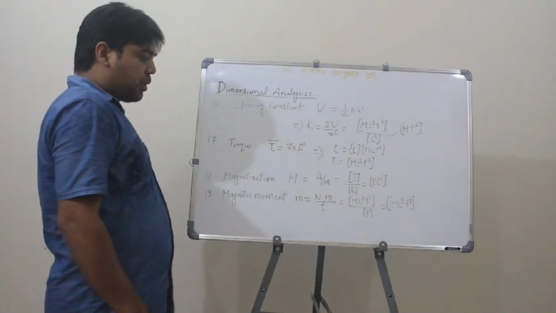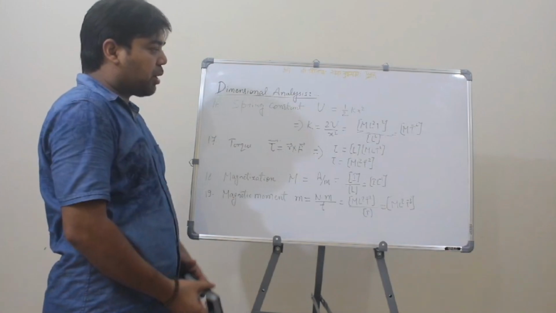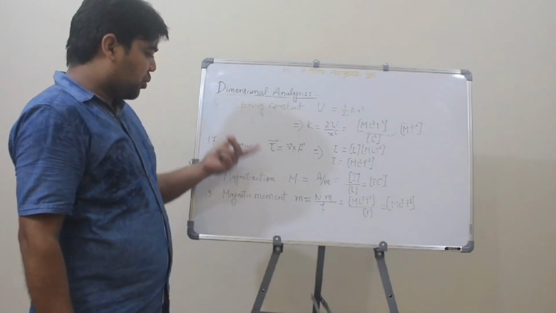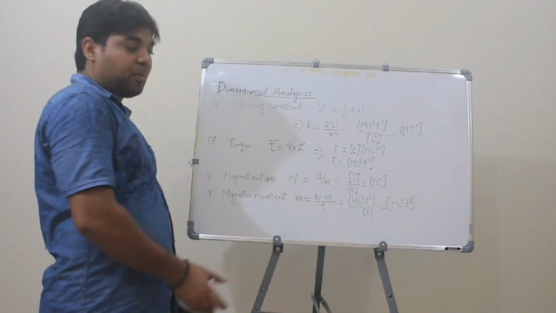So these are some of the physical quantities whose dimensional formula has been calculated here. There are some more quantities which we are going to calculate further. Please note it down.